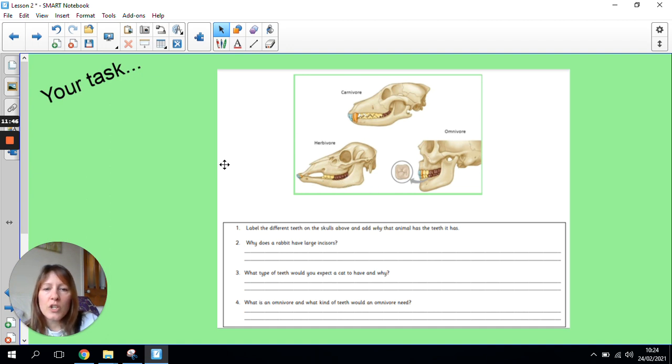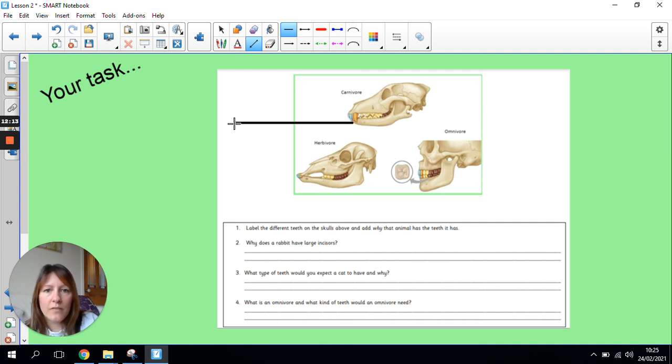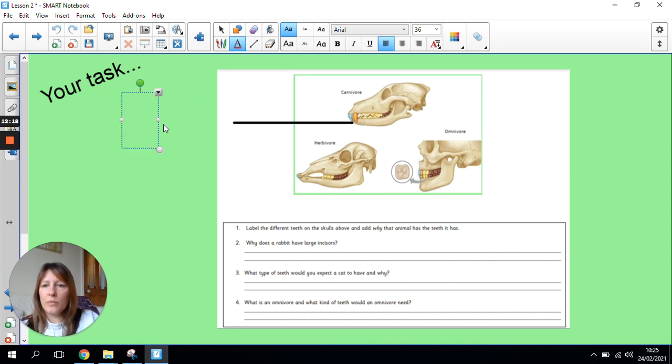What I'd like you to do for each skull is label those teeth on the skulls, the different types, but I'd also like you to add why you think that animal has those teeth. Don't worry about what animal it is, just think about the fact it's a carnivore or a herbivore or an omnivore. So for example, on this carnivore here, it's got a pair of very large canines. So you will be able to fit this on your sheet, obviously.